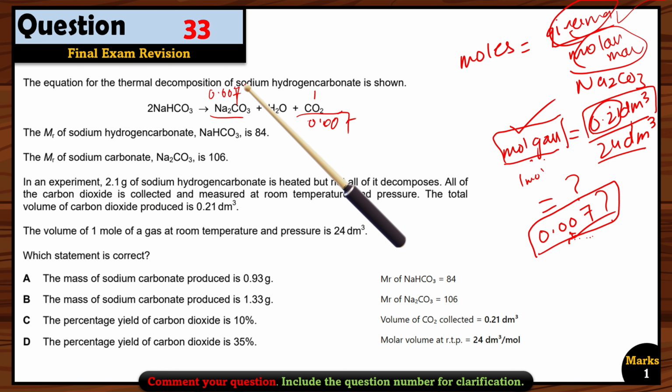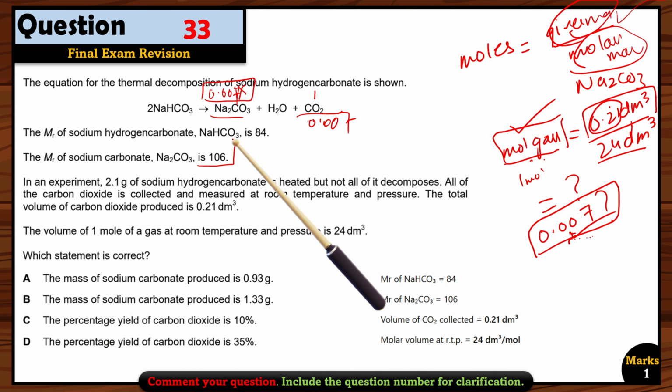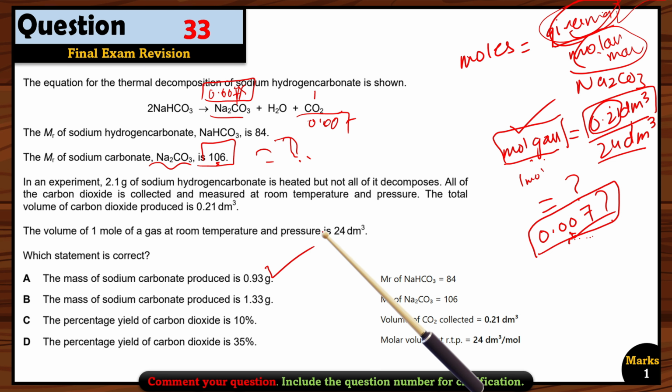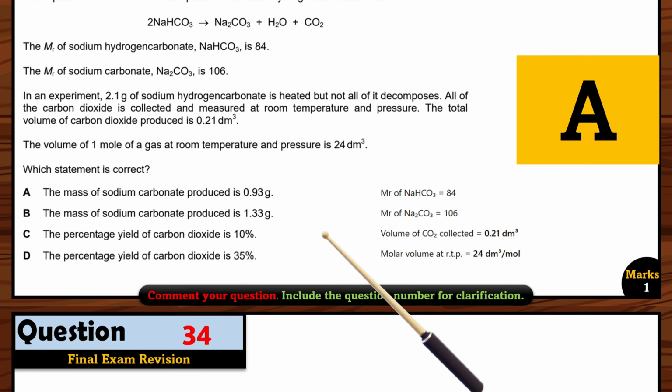So now you just have to multiply this 0.007 with the molar mass of sodium carbonate and you will get your answer. Okay, so what will be the given mass? Moles into molar mass, you will find the given mass, and if you calculate it, you will see that 0.93 is the answer. So that's why option A is the right option. You can just calculate and you will see that 0.93 gram is the right answer.